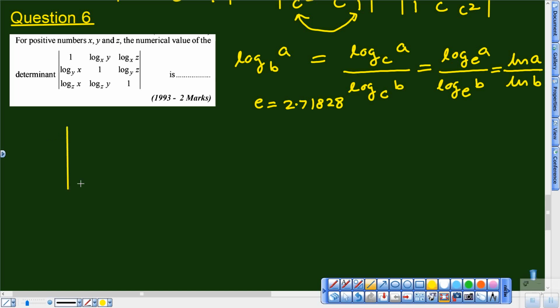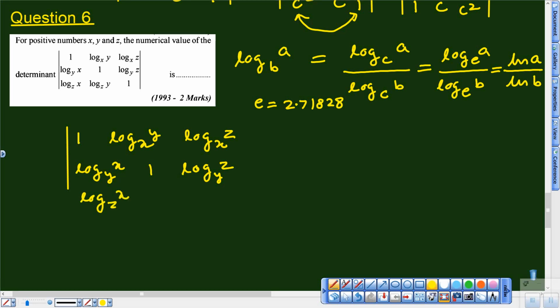This determinant which is given is 1, log y to the base x, log z to the base x, log x to the base y, 1, log z to the base y, log x to the base z, log y to the base z, and 1. Okay, this is what it is. This is the determinant given to us.